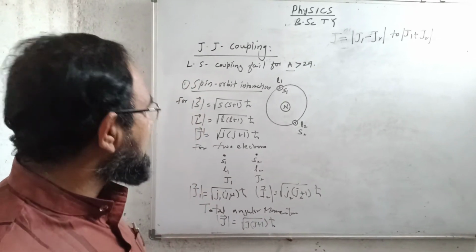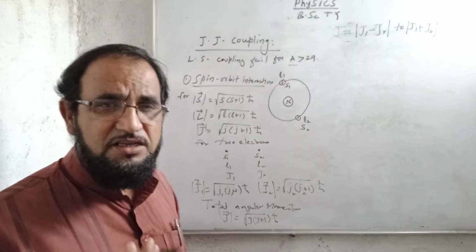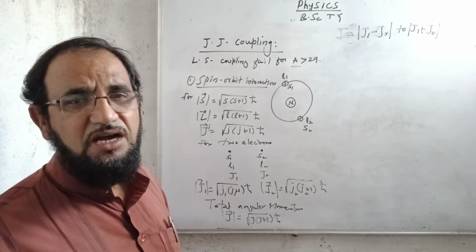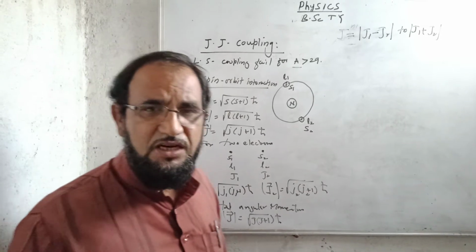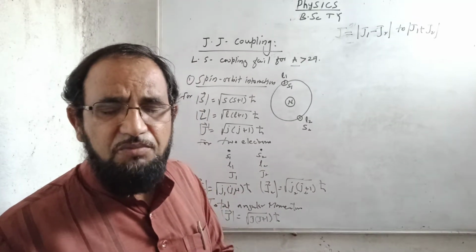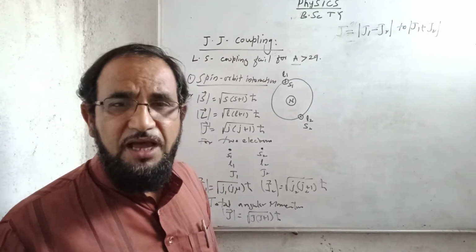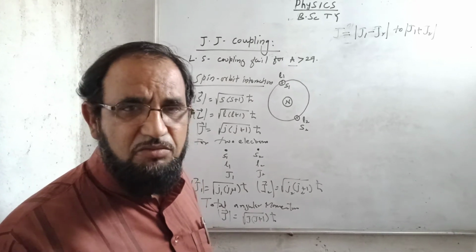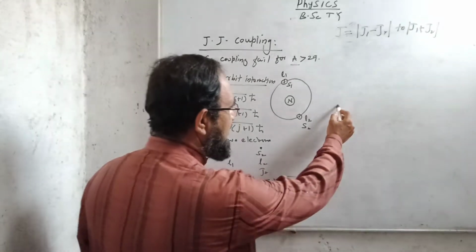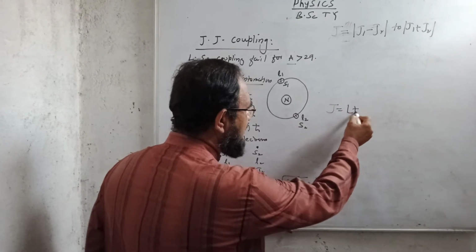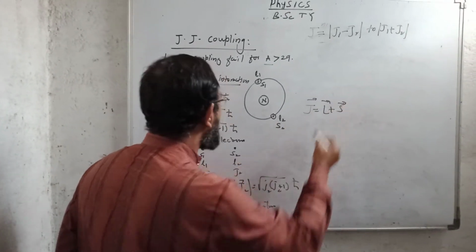So what is JJ coupling? We know about the spin angular momentum of the electron and the orbital angular momentum of the electron. These two combine to form the total angular momentum, denoted by J, and J is equal to L plus S.